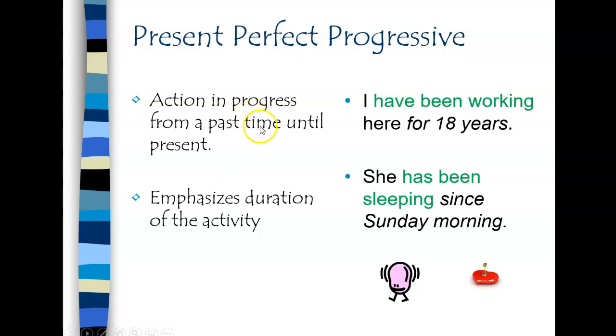So it's an action in progress from the past time until the present. So I have been working here for 18 years. Obviously, I prepared this PowerPoint a long time ago. I've been now working there for 26 years. We use the present perfect progressive to emphasize the duration of an activity. She's been sleeping since Sunday morning.